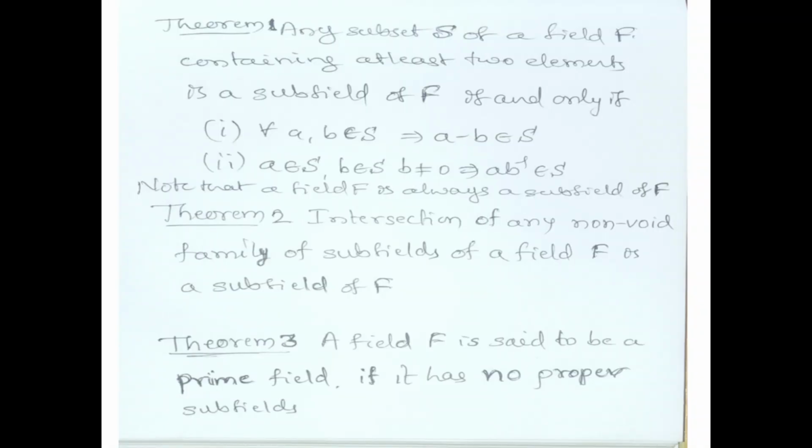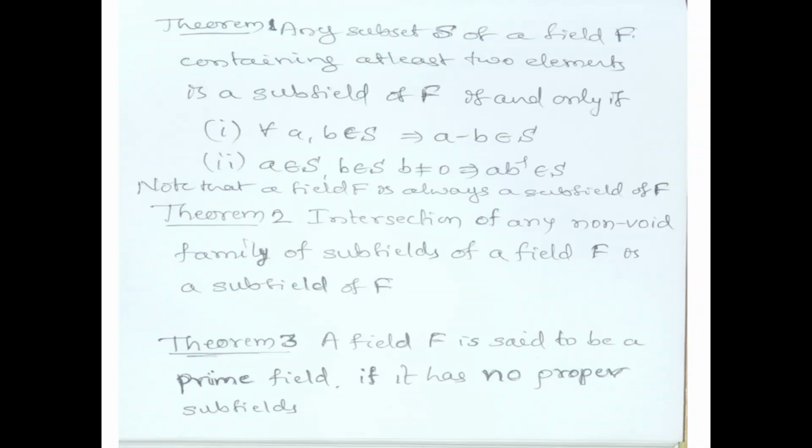Another theorem we shall see is that the intersection of any two subfields, or the intersection of any finite number of subfields, is again a subfield of F. You note that a field has no proper ideals, no proper zero divisors. So a subfield also has no proper zero divisors and no proper ideals.